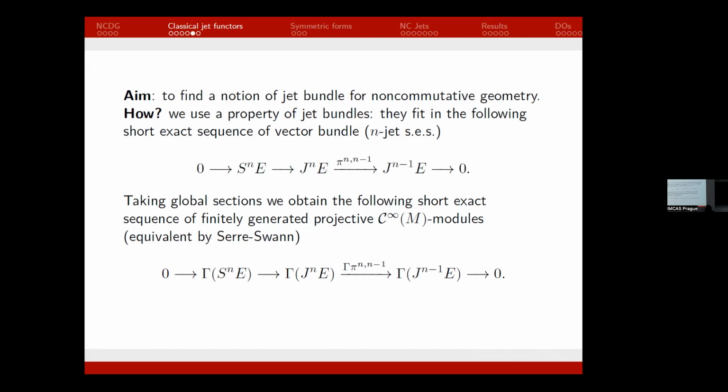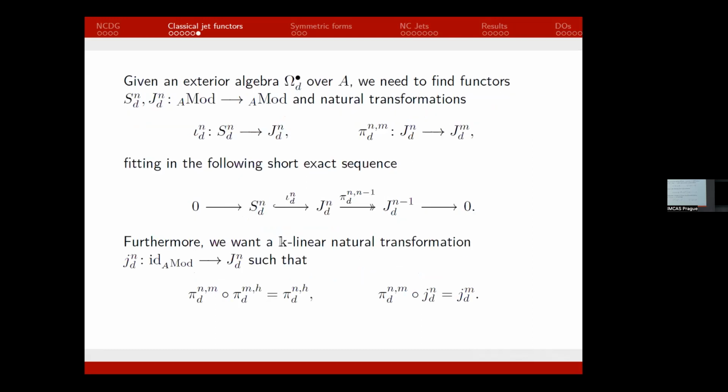Okay, so given the bundle short exact sequence, we consider the short exact sequence obtained by taking the global sections. And we know by the Serre-Swan theorem that this map is an equivalence of categories. So this is again a short exact sequence. And now we are in the position to generalize, because now we have a module. Okay, so what do we want now?